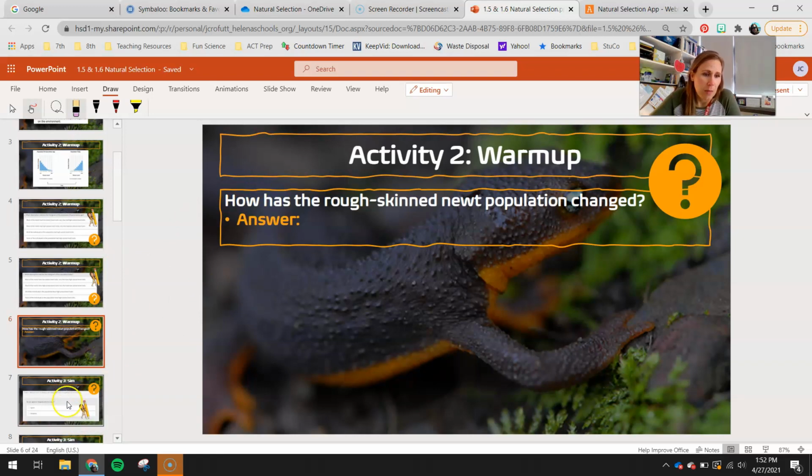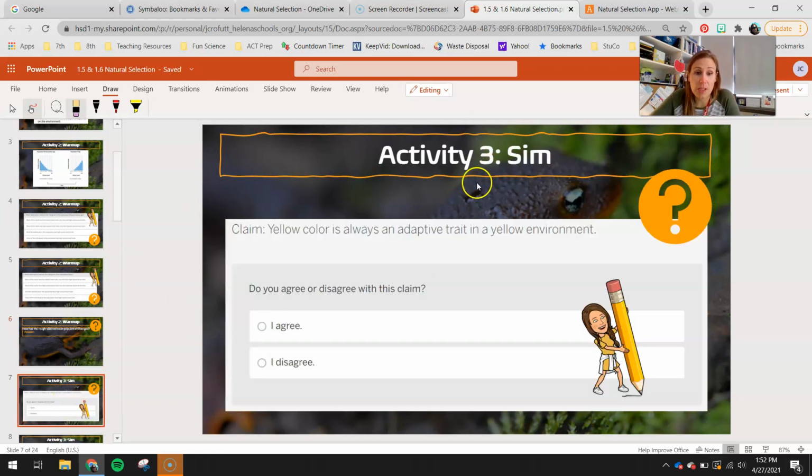Okay, moving on to activity 3, simulation. You have a little claim to make. This is where we really focus in on environment. We've talked a little bit about camouflage so far, and at this point in your education you know what camouflage is. So what we're going to focus on is body color, which would be a form of camouflage to that environment, especially if we're introducing a predator.